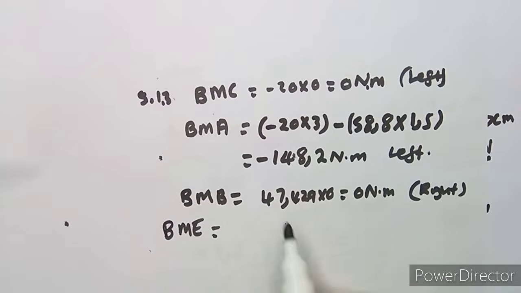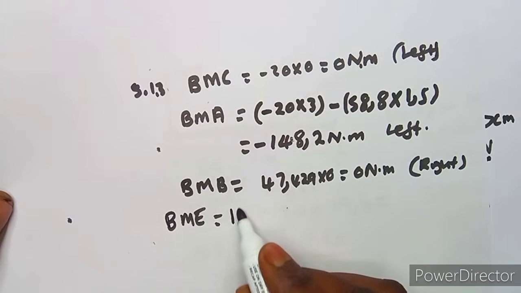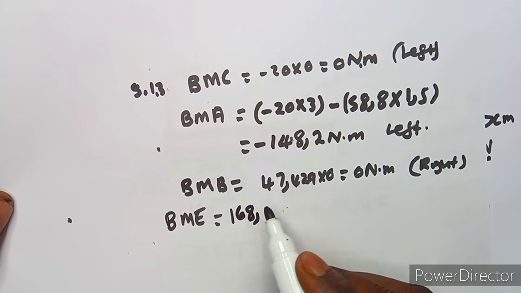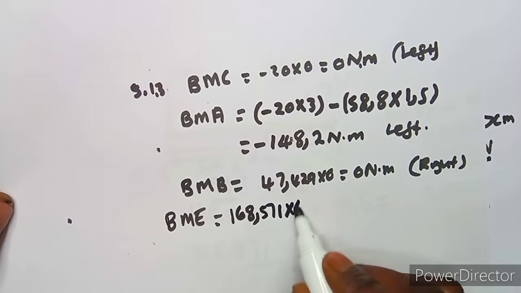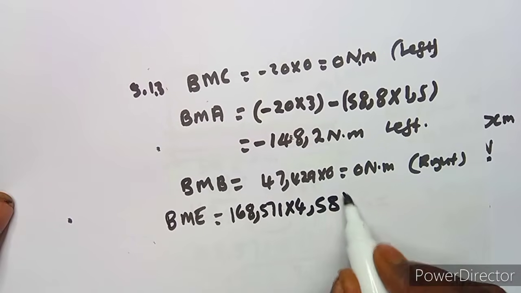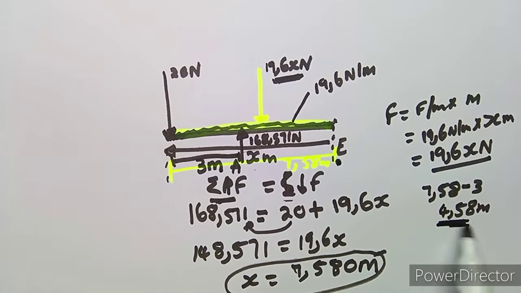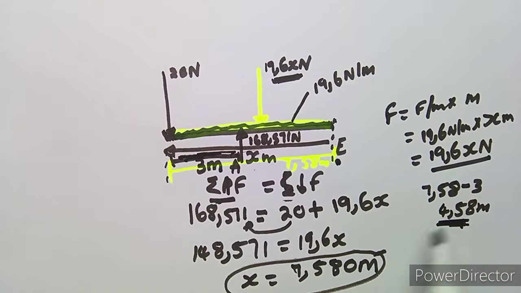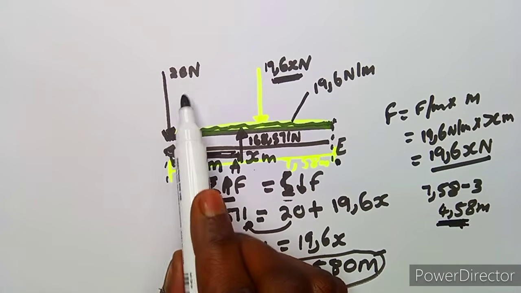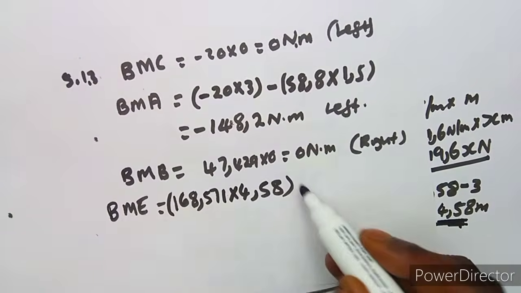All right, so this is what you're going to have now as a positive. This one is a support, so it's going to be a positive 168.571 times a distance which you said 4.58. Remember, we want the distance back to the point E. That is why we have to subtract this 3 which is on this side. All right, we are done with this one. We go on to this 20 here. 20 is a negative because it's going downwards, so we are going to subtract.